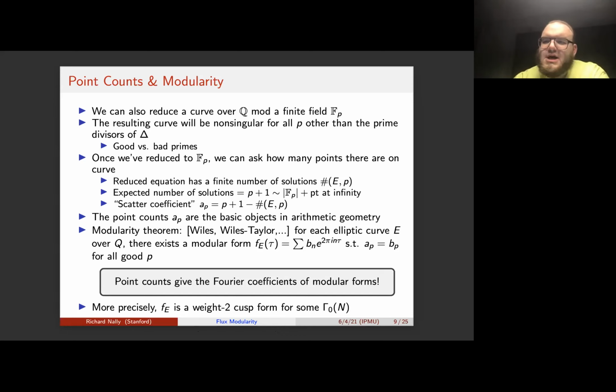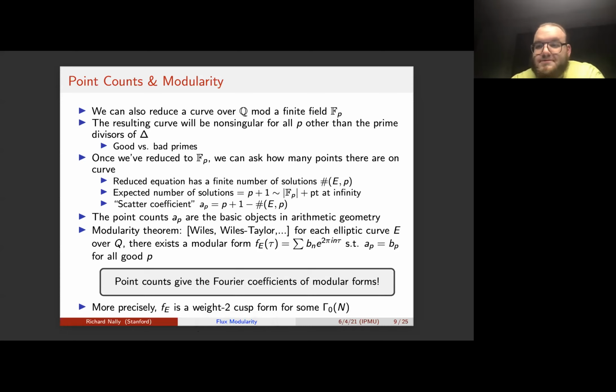And in arithmetic geometry, basically what you do is you study these a_p and you ask about what properties they have. And so the most famous result along these lines is the modularity theorem of Wiles et al., which says that for every elliptic curve E over Q, there exists a weight two cusp form f_E, such that for all good primes p, the point count coefficient a_p of E and the p-th Fourier coefficient of the modular form are the same.